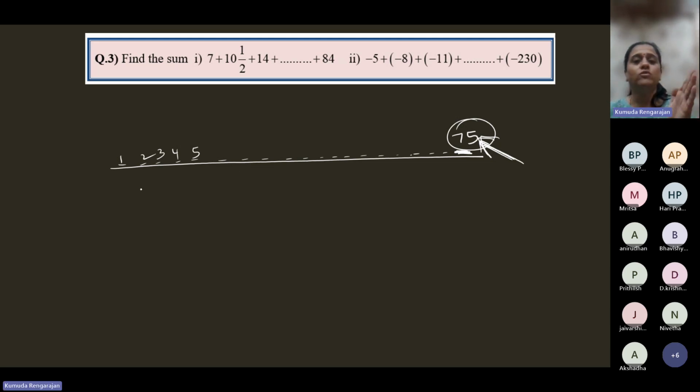You don't have to stand and count 1, 2, 3, 4. You don't have to do that. Just go to the last person and ask that person the token number. So he or she says 75. So there are 75 people standing in this queue.